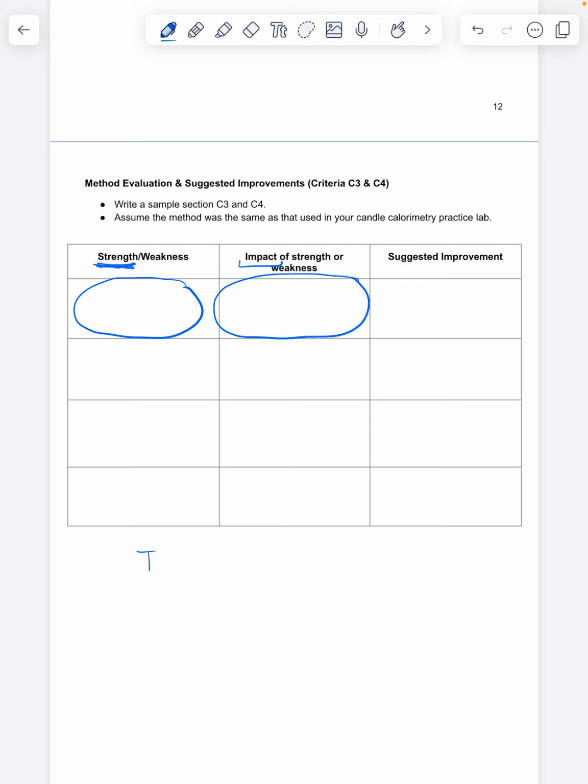So you're trying to explain things like the inaccuracy in your data and also the variation or the large uncertainty in your data. And you're trying to do that by picking out specific things from the method and really explaining step by step how you think it led to a particular inaccuracy or a lot of variation.